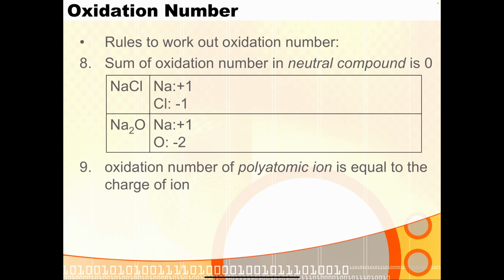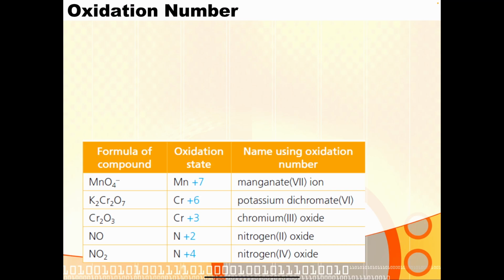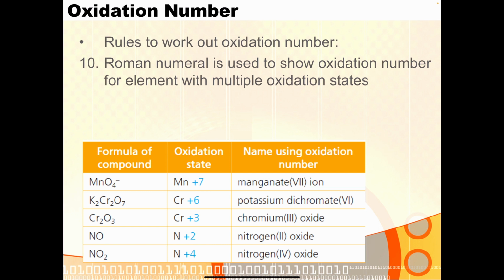Rule number 9: the oxidation number of a polyatomic ion is equal to the charge of the ion. For example, the sum of oxidation numbers of the sulfate ion, SO4 2 minus, is minus 2. Sulfur will be plus 6 and oxygen will be negative 2. Now, rule 10: Roman numerals are used to show oxidation number for an element with multiple oxidation states. For example, iron(II) chloride, the oxidation number will be 2. Copper(I) oxide, the oxidation number will be 1.